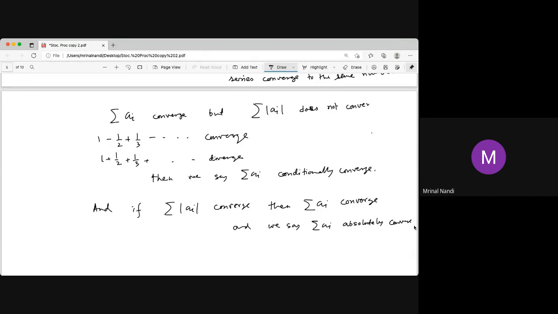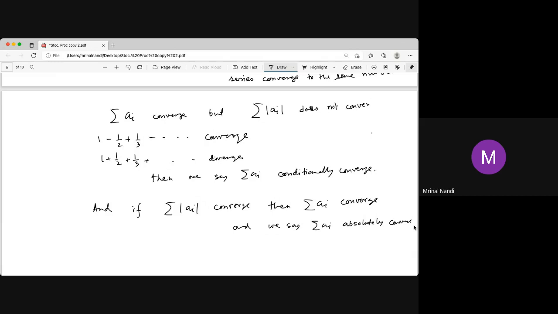Now, if all the terms are positive, then there is no question of the absolutely convergent condition. If it converges, then it must be absolutely convergent. Even if finitely many terms are negative and the rest are positive, or finitely many are positive and the rest are negative, there is no problem. But if infinitely many terms are negative and infinitely many are positive, then it may create some problem. This is called absolutely convergent and conditionally convergent.